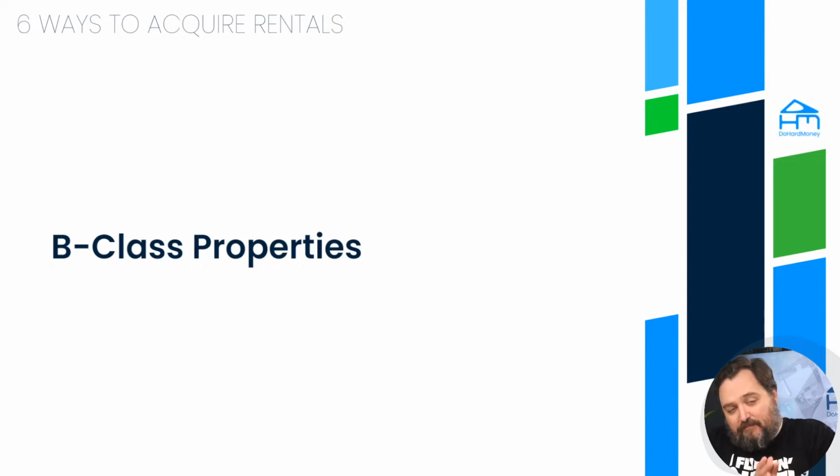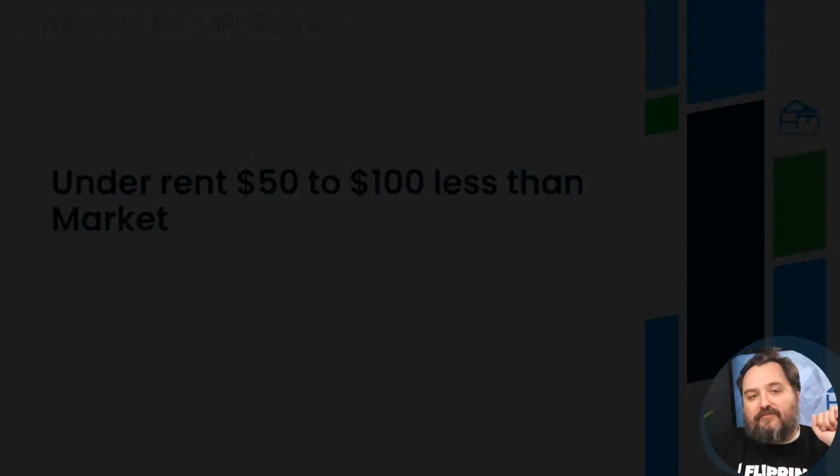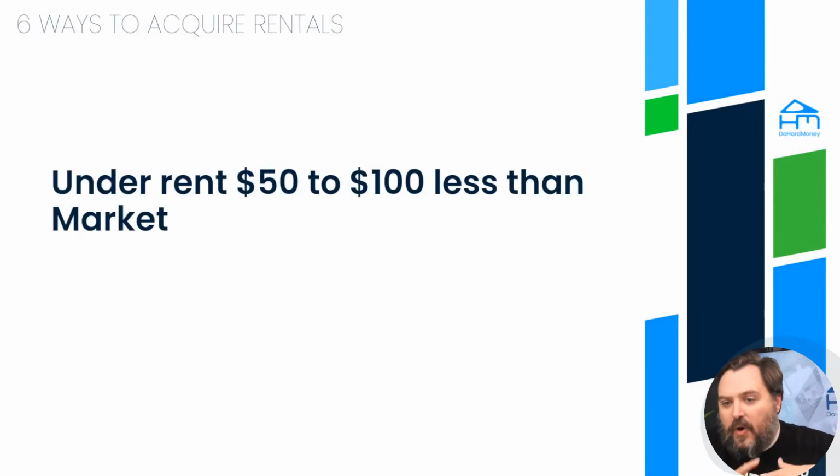I will tell you, B-class properties, you're gonna make less money on paper than C or D-class properties, but you are dealing with rougher neighborhoods if you're going into those. So part of my strategy is to under rent. So if the market is $1,000 for rent, I'm gonna rent it for $900 or maybe $950. I'm always gonna be $50 to $100 less than the market.